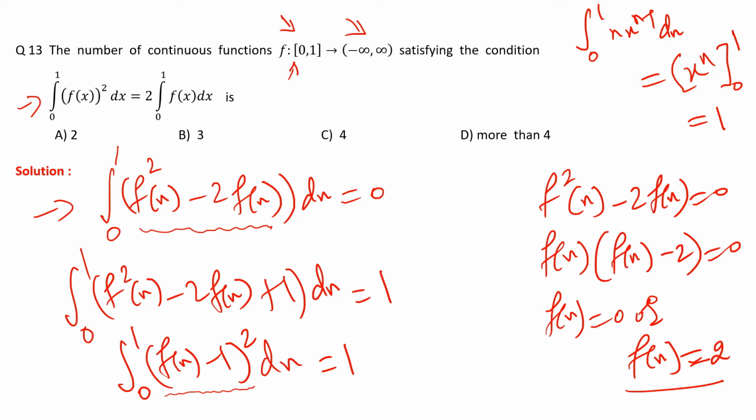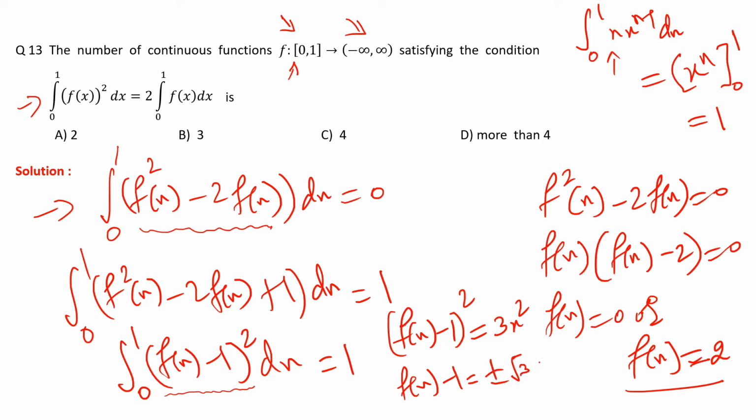So we are going to just concentrate on polynomial functions, because we know that polynomial functions are always continuous, right? So let's put (f(x) minus 1) whole square equal to 3x^2. Why? Because when I put n as 3 over here, this expression becomes 3x^2. So the integral of that under the limit 0 to 1 is obviously going to be 1. So that means f(x) minus 1 will become plus minus root 3 x. So one such function can be f(x) equal to 1 plus root 3 x, and another will be 1 minus root 3 x. Both of them are polynomial functions of degree 1. So obviously they are going to be continuous.